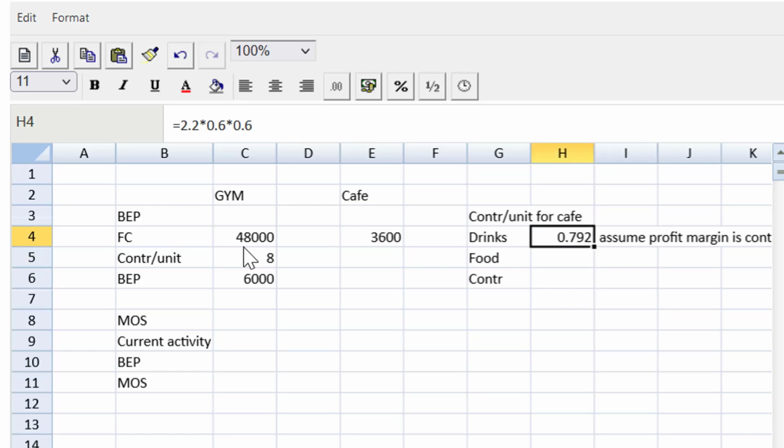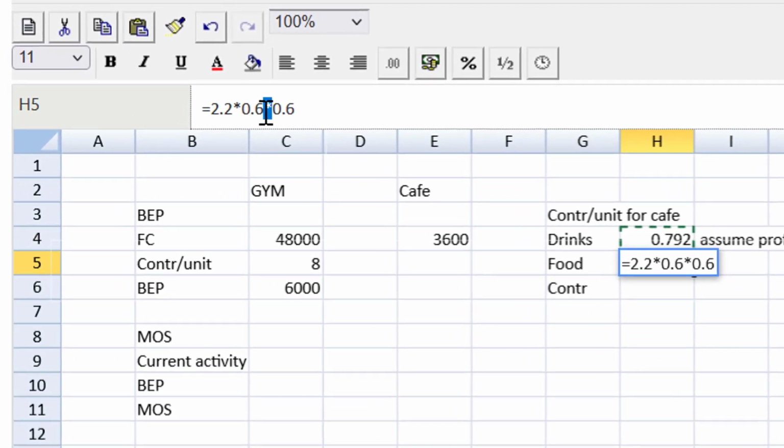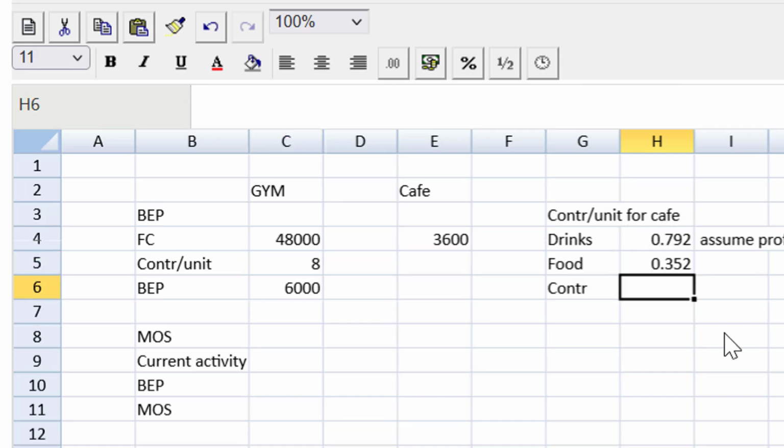The food, let me just copy that down. Copy, paste, swap out the 0.6 for the 0.4. And the sum of those two figures will be the contribution for a cafe customer, 1.144. Let's just use cell addressing. You can set E5 equal to H6. Let's be efficient. We can copy the formula in C6 over to E6, copy, paste.